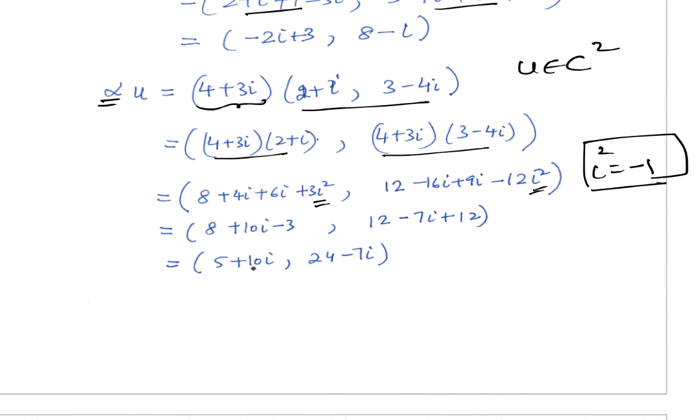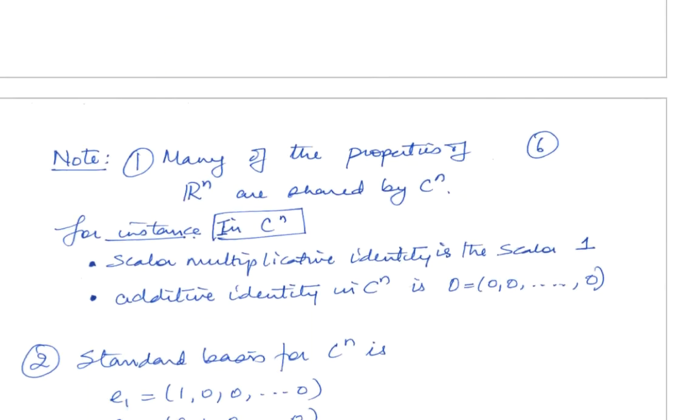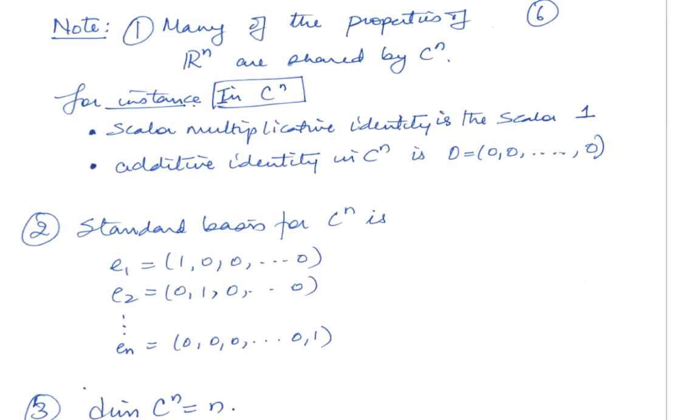So when you do all the math, we get another complex number. The most important thing for us is how can we find the dimensions, how can we find the basis set and all those things. Many of the properties of Rn are very much shared by the complex Cn. For instance, the scalar multiplication identity is the scalar 1 for Cn, and the additive identity is the 0 vector. The standard basis for Cn is the same as for Rn.